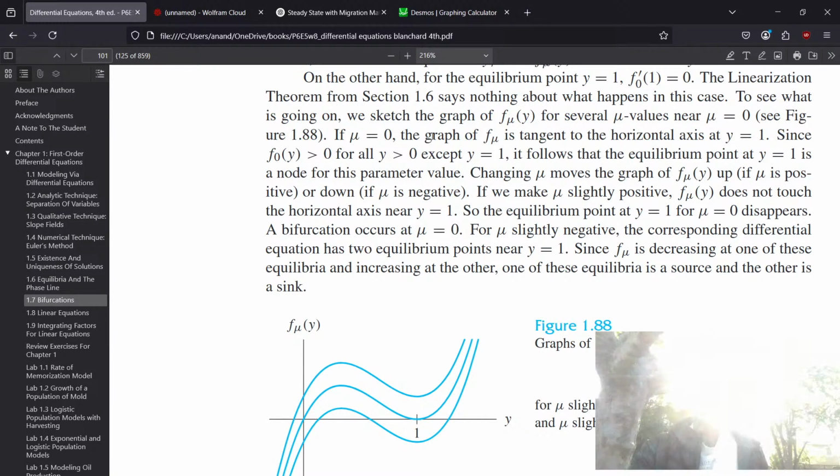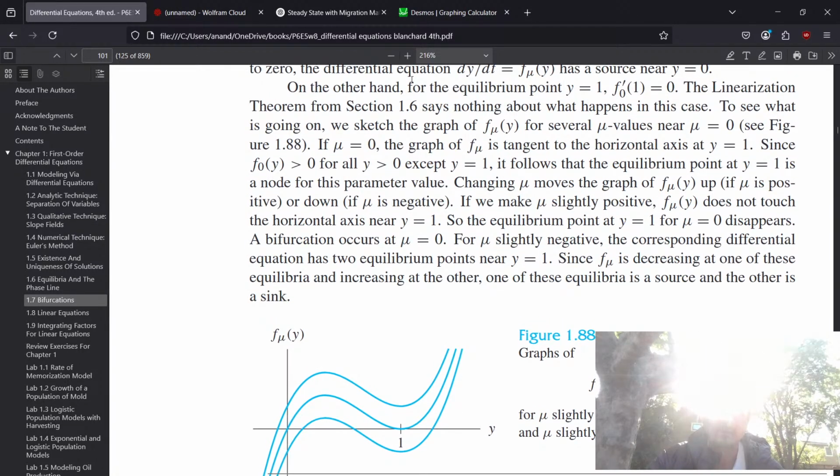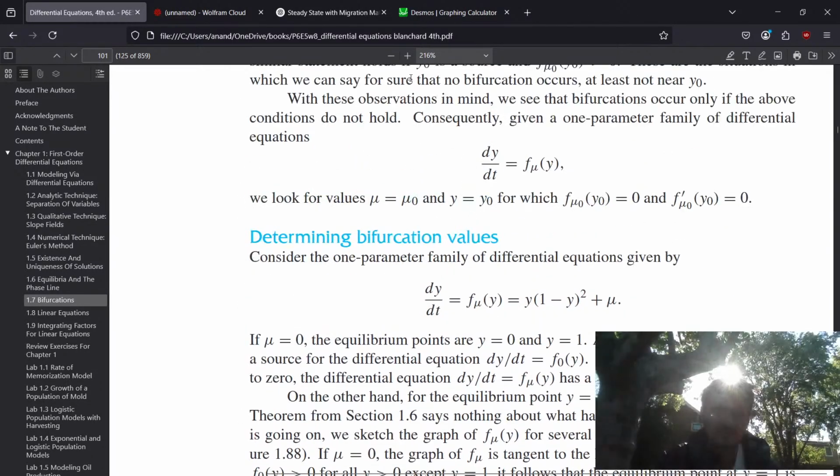Okay, so where were we? We were talking about, I mean, what is this section about?